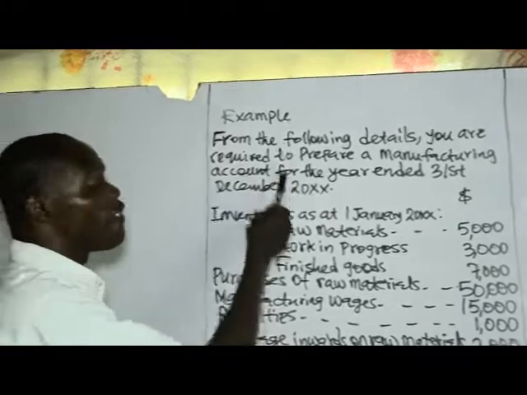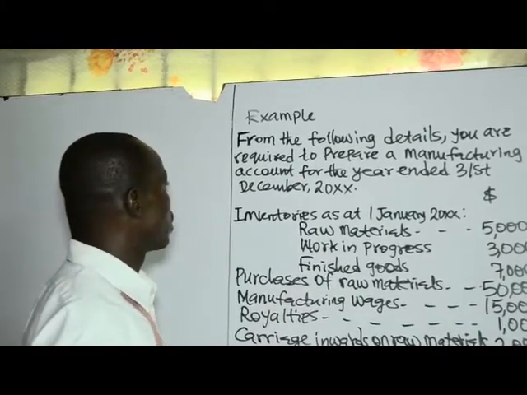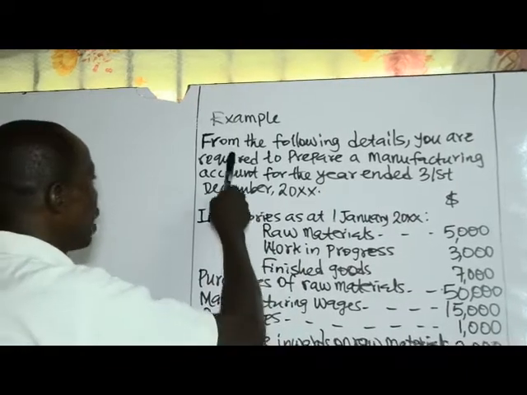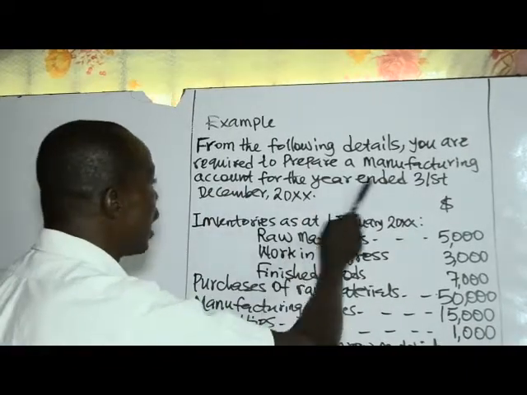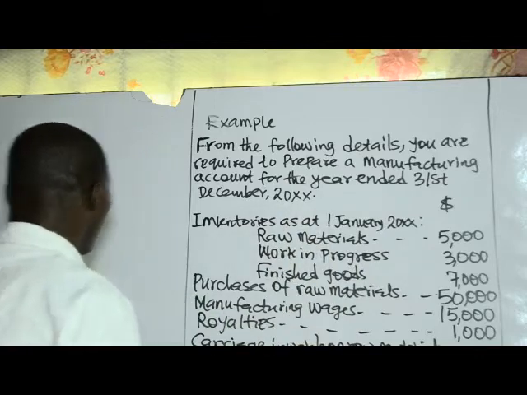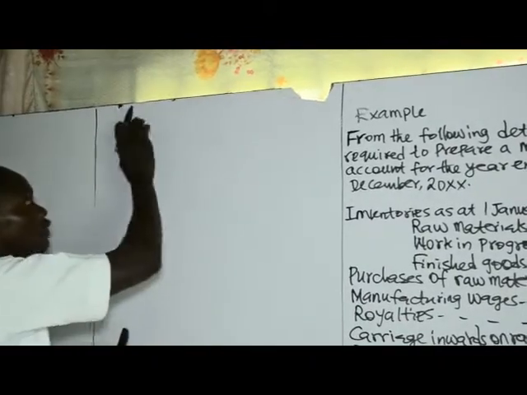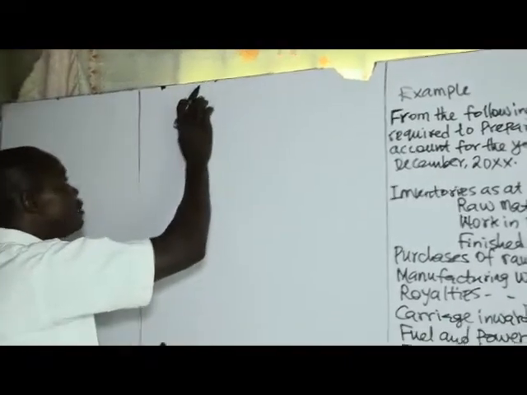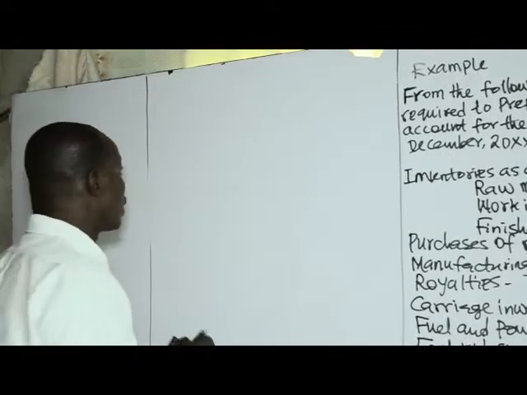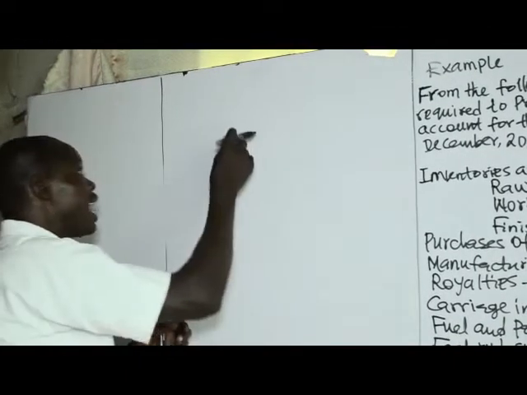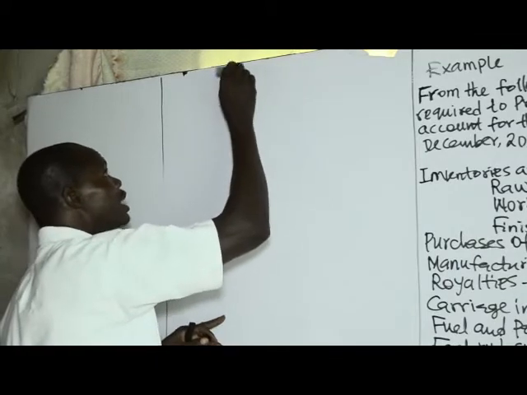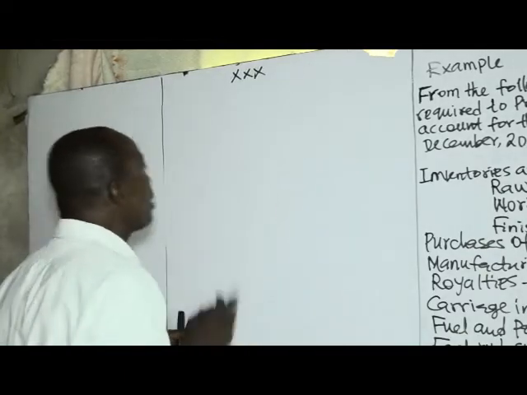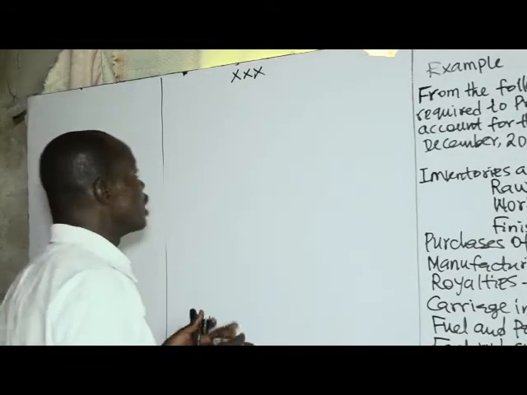We therefore want to provide a solution to the question. What is the name of the entity? The name of the entity is not given. We were told from the following details you are required to prepare a manufacturing account. So where the name of the entity is given, the first thing to start with must be the name of that company or the name of the entity. So the first thing will be the name of the company. As I've said, you have XXX. I'm assuming XXX as the name of the company since it is not given in this question.